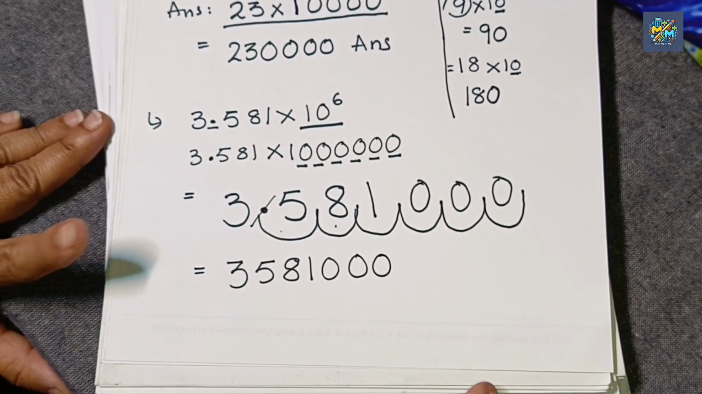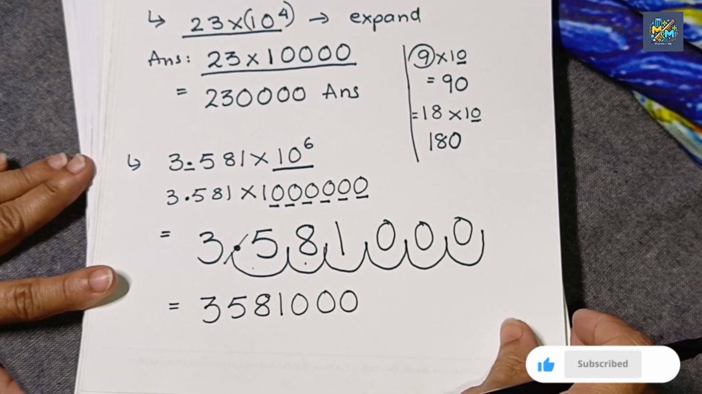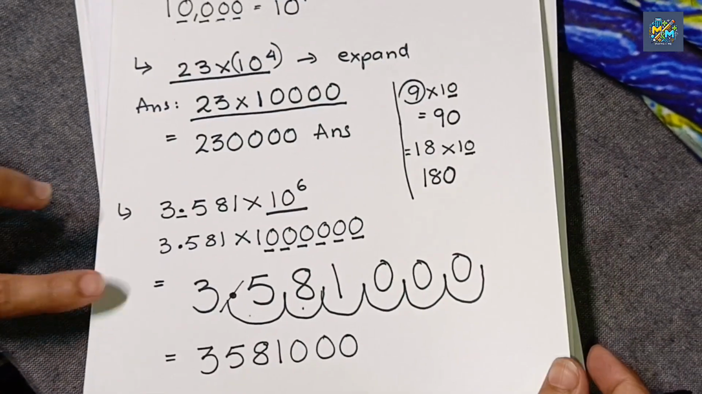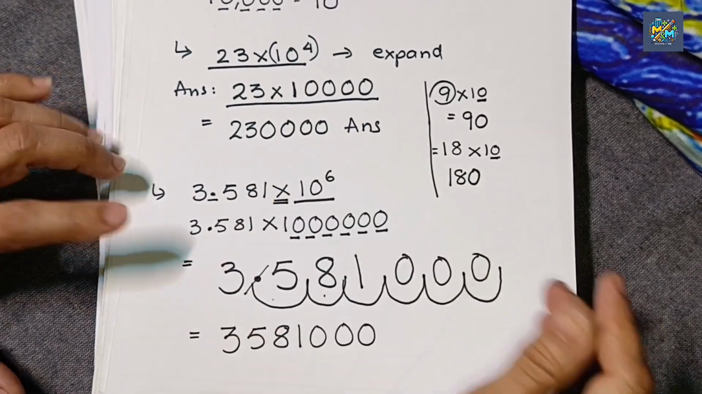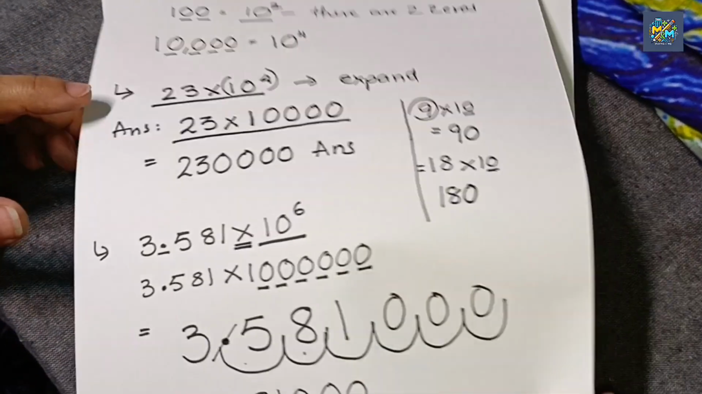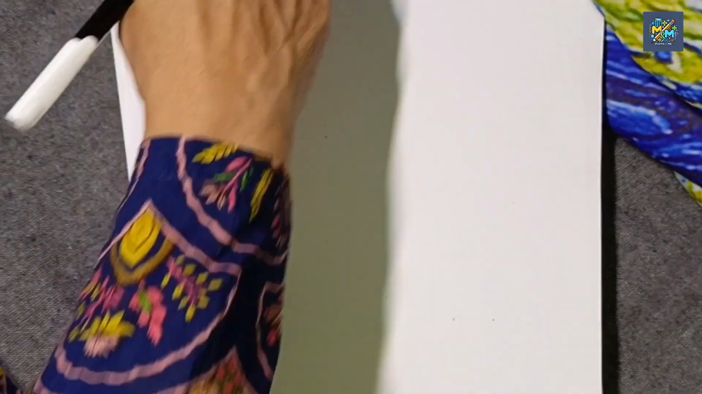I guess this was easy for you, or do you want me to do one more time? Because here there are two types of step. Here the sign was multiply, but in the other sum the sign is the division sign. So let's write the sum over here.